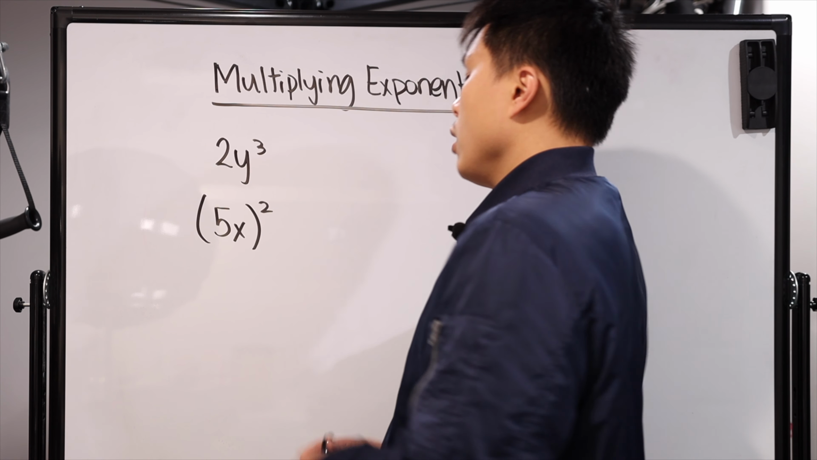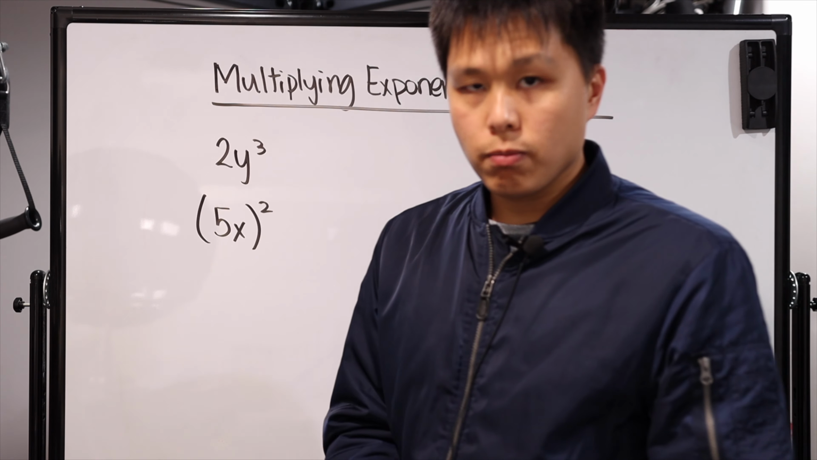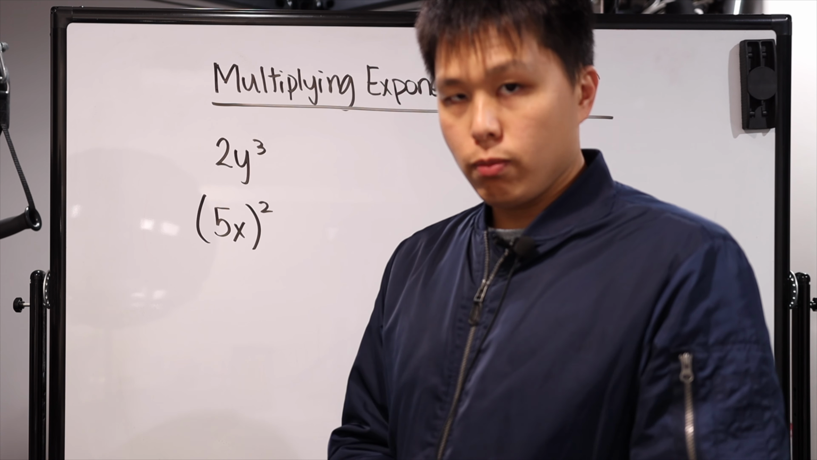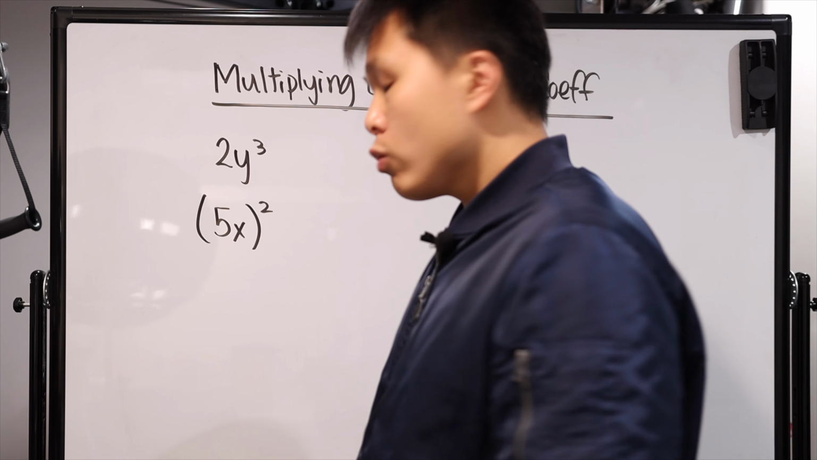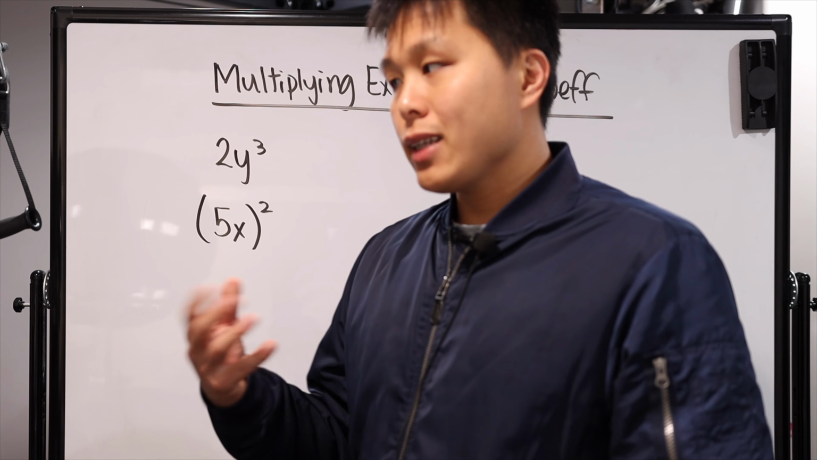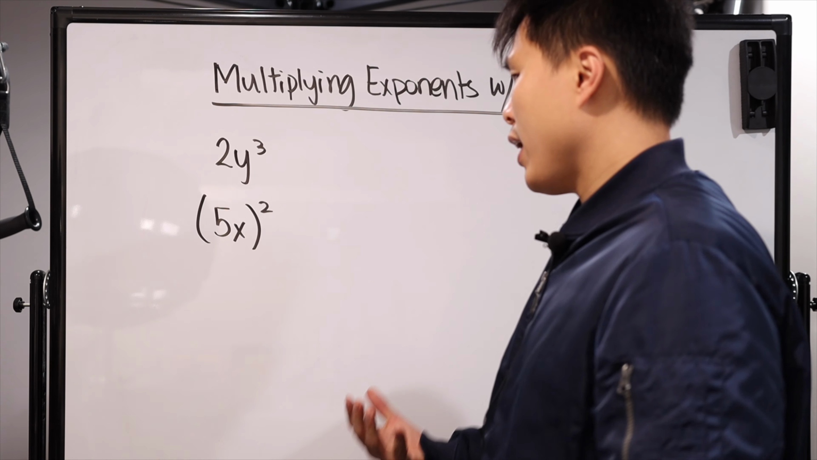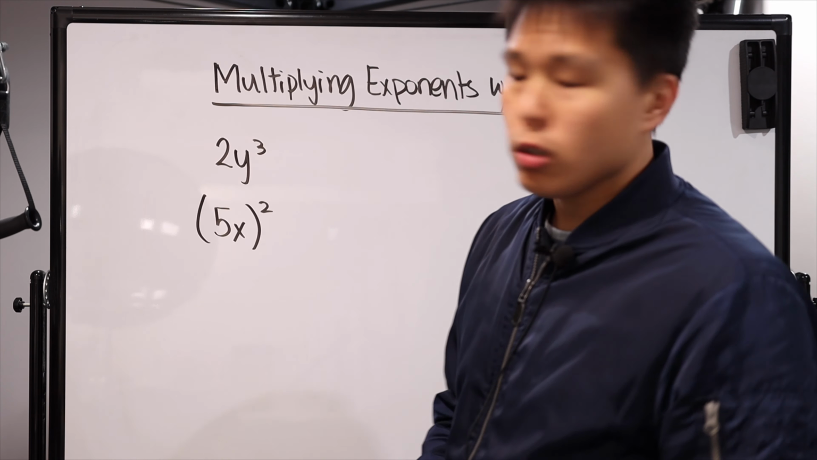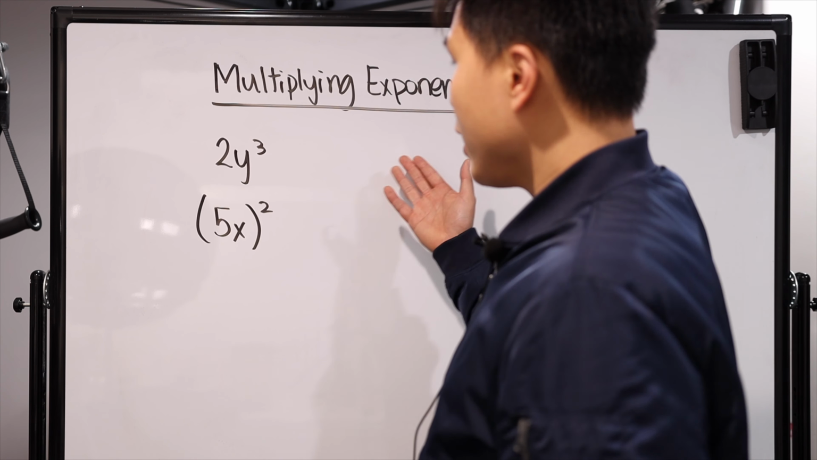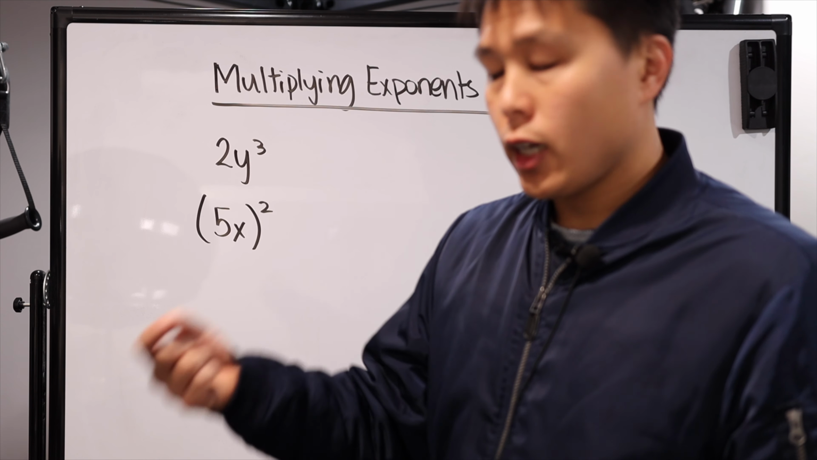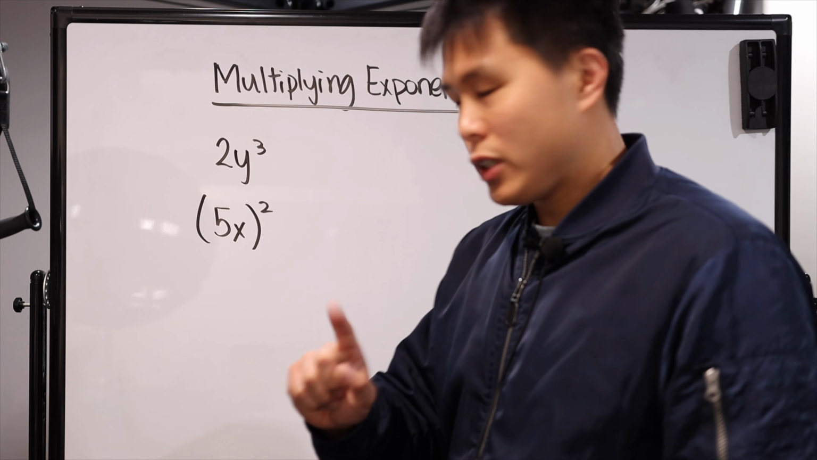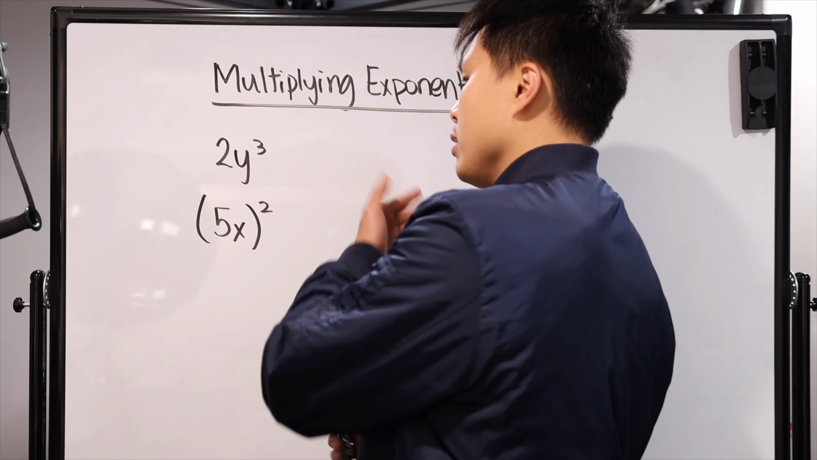First and foremost, when you're given an expression like this, there's really not much you can do. The only thing you can really do is expand everything out. I've seen directions where they say simplify or evaluate, but there's really not much you can do. The only thing is to expand it: 2 times y times y times y times y. All right, that's all it can be.